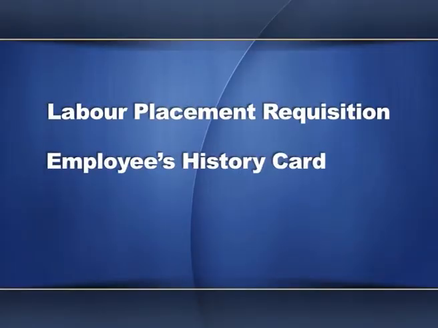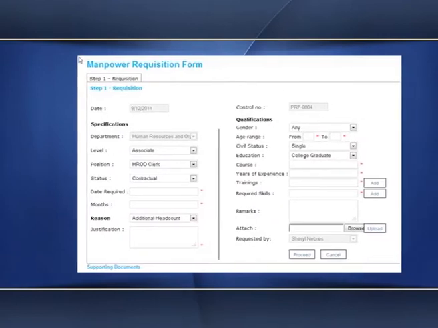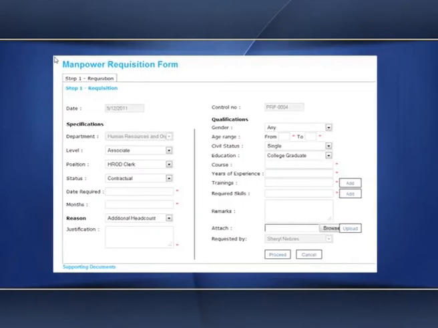2 important records which are used in connection with the recruitment and placement of workers are the labor placement requisition and employees history card. Now let us look at the labor placement requisition. This is a written request which is sent by different departments to the personnel department for recruiting of personnel. After receiving it, the personnel department will check its own records to find out whether the department has required number of employees or not. Afterwards, it will take the necessary steps to recruit the required number of personnel.